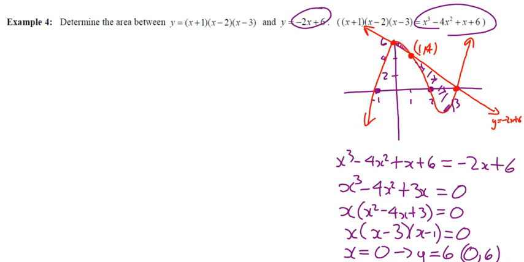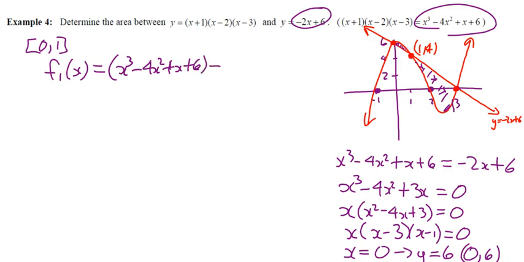Okay, so let's do this. Let's say from 0 to 1. On the interval from 0 to 1, which is where they first meet at (0, 6), we're going to call the upper function f sub 1, and we'll do f sub 1 and f sub 2. The upper function is the cubic, so it's x cubed minus 4x squared plus x plus 6 minus negative 2x plus 6.